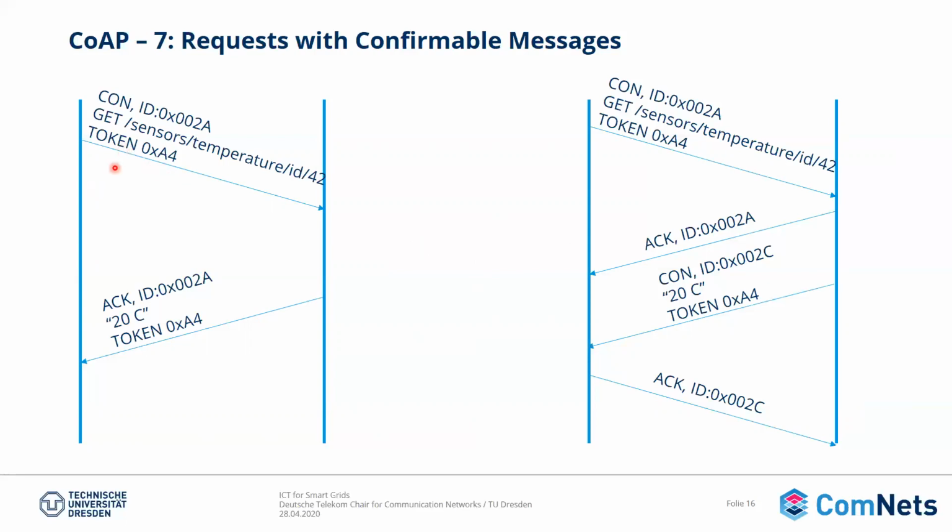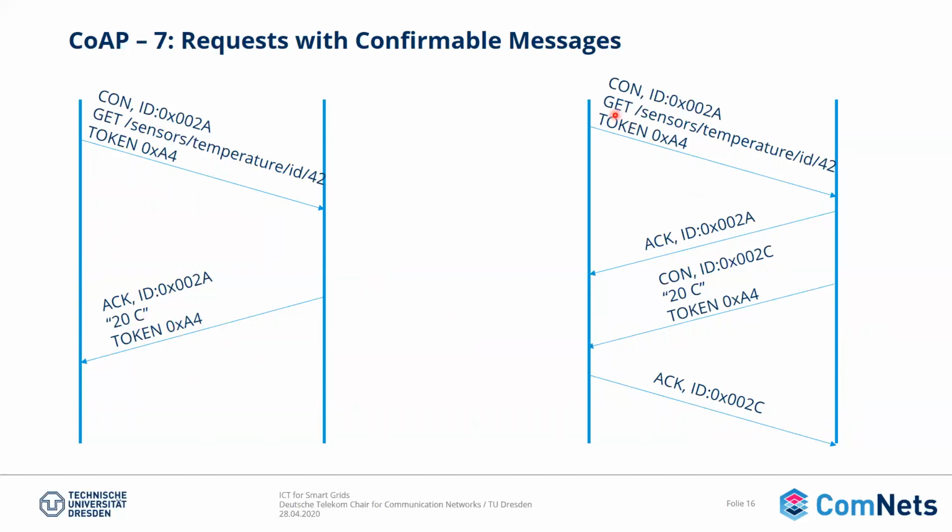So as an example here, you send a confirmable message with a request to access the resource specified here, and you have a token specified here. And then what happens is that there are possibilities. The first possibility is that the server would answer with an acknowledgement and the data that you want to access, which is 20 degrees Celsius. And here you have the same token to match the request and the response.